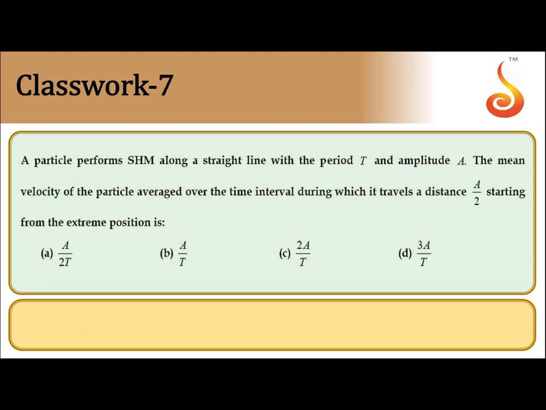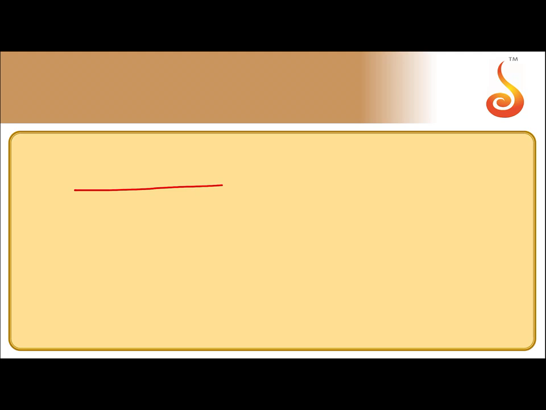Example 7. A particle performs SHM along a straight line with a period T and amplitude a. The mean velocity of the particle averaged over the time interval during which it travels a distance a by 2 starting from the extreme position is. So the construction is here. The time period is T and the amplitude is a. Particle starts from extreme position and it covers a distance a by 2.